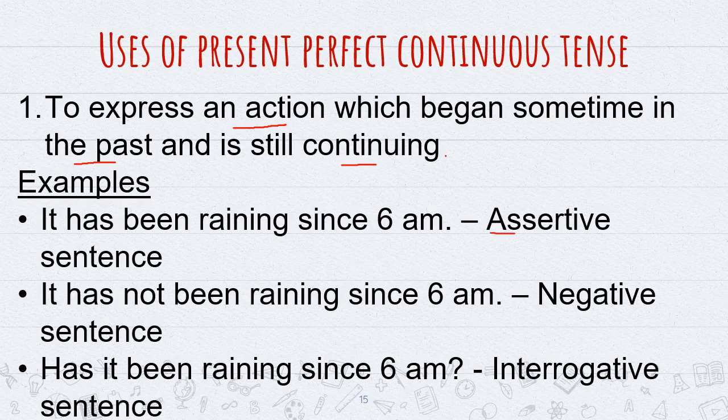If I will make it negative, the negative will be it has not been raining since 6 a.m. And its interrogative sentence will be has it been raining since 6 a.m.? Okay.